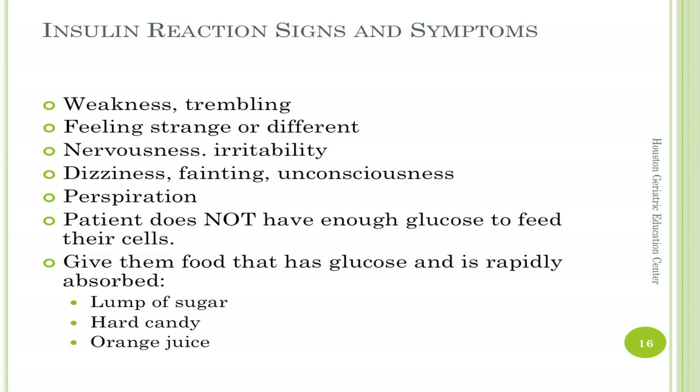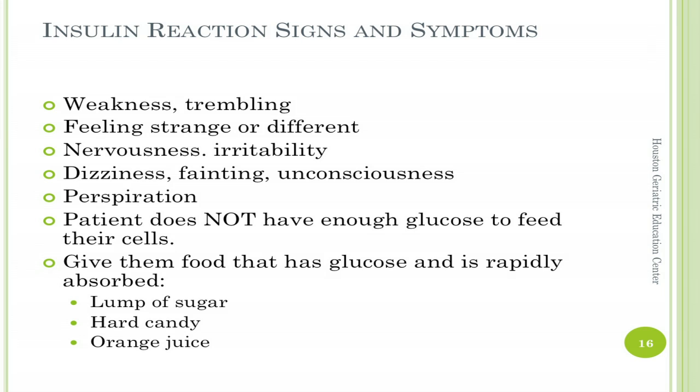They could become unconscious. They could be sweating, so you would notice on their face and on their upper chest that they're wet, and it's from being sweaty from the low blood sugar. They don't have enough blood glucose to feed their cells, and this is what the problem is when they have insulin reaction. So what needs to be done immediately is to give them food that has sugar and it's rapidly absorbed. That would be a lump of sugar, a hard candy, or an orange juice, or any kind of juice.